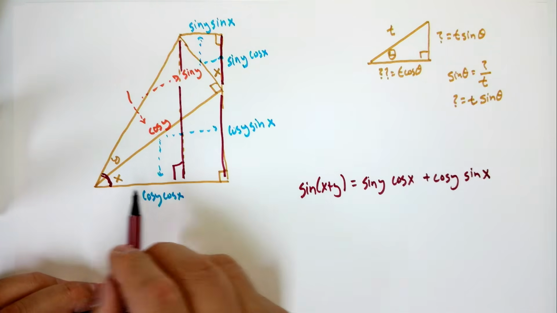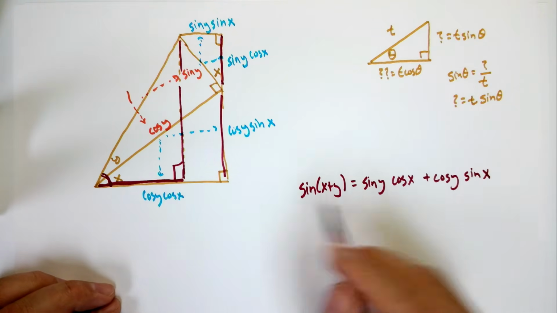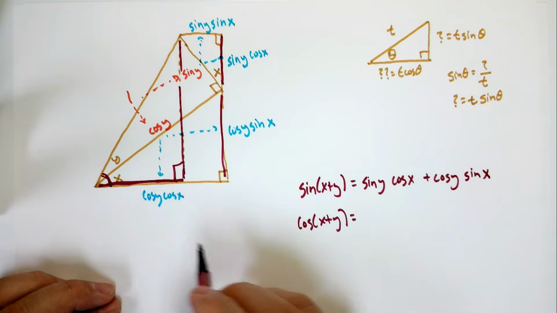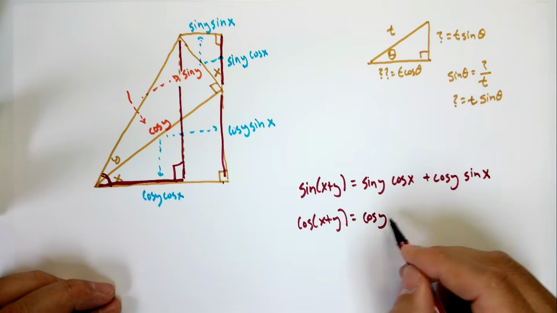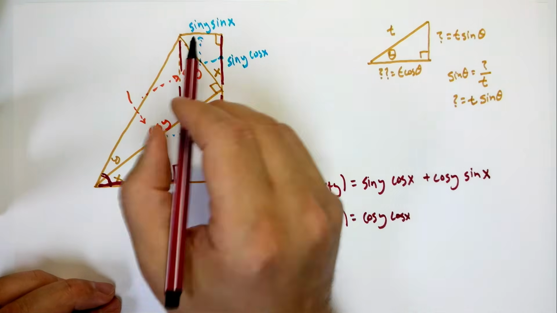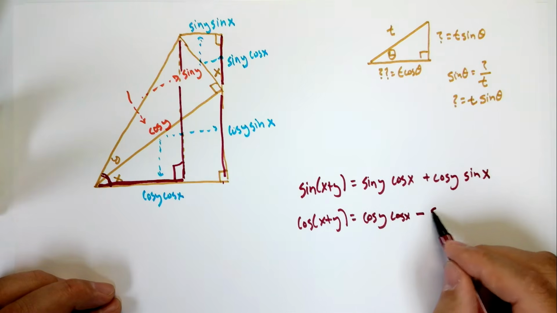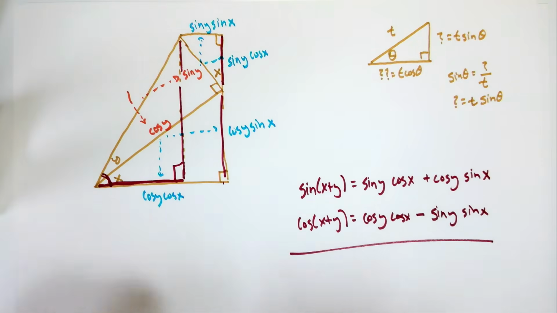Now, how do I get the cosine? Well, that's this length down here. So cosine of x plus y. Well, how do we find that? We take the whole length across, cosine y, cosine x, but then we subtract off this little piece. That part we don't need. Minus sine y, sine x. And there you go. Good.